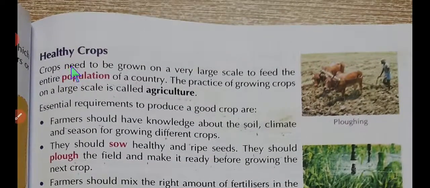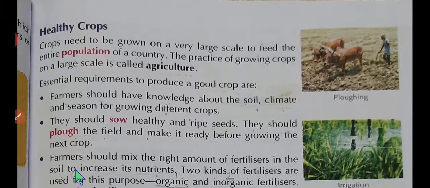Healthy crops. Crops need to be grown on a very large scale to feed the entire population of a country. The practice of growing crops on a large scale is called agriculture. Essential requirements to produce a good crop are: farmers should have knowledge about the soil, climate, and season for growing different crops. They should sow healthy and ripe seeds. They should plough the field and make it ready before growing the next crop.